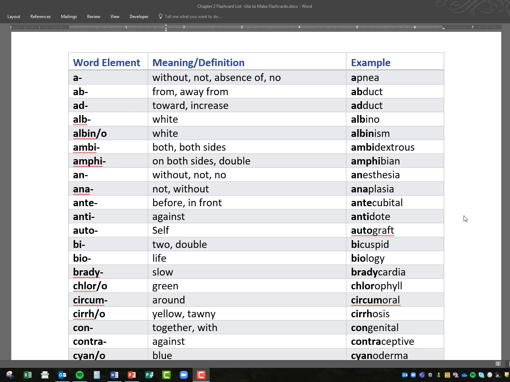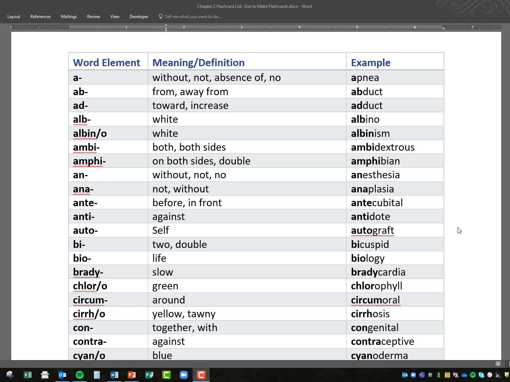Anti, against. Auto, self. Think of an automatic car. It switches the gears by itself. Don't get auto and bio mixed up. It commonly happens. So, auto, self, bio, life, right? If you've taken biology, you know it's the study of life.